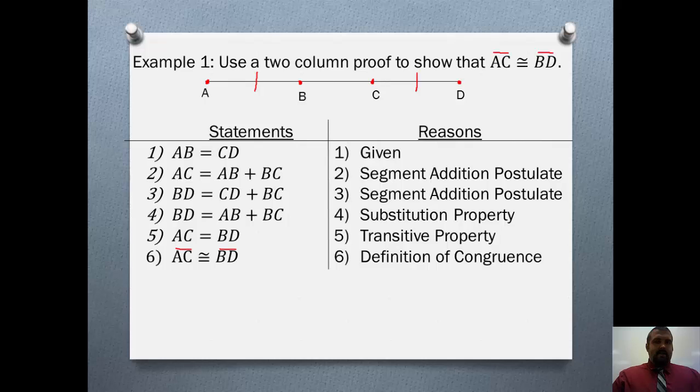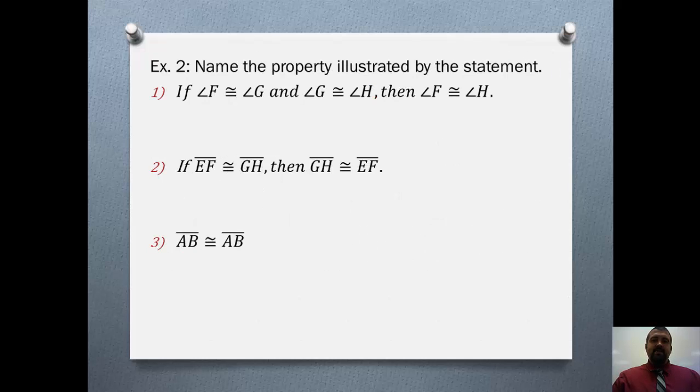Okay? Good. Name the property illustrated by the statement. I could also ask you, instead of doing a proof, what property is this? Well, if angle F is congruent to angle G, and angle G is congruent to angle H, well, angle G is congruent to two different things. So let's get rid of angle G and get straight to the point. Angle F is congruent to angle H. This is the transitive property of congruence.